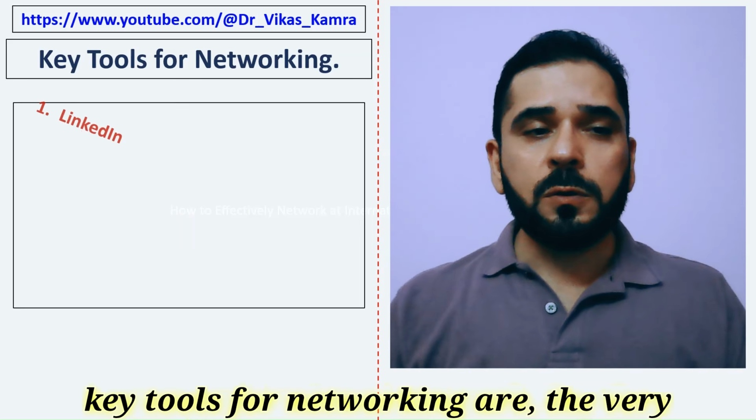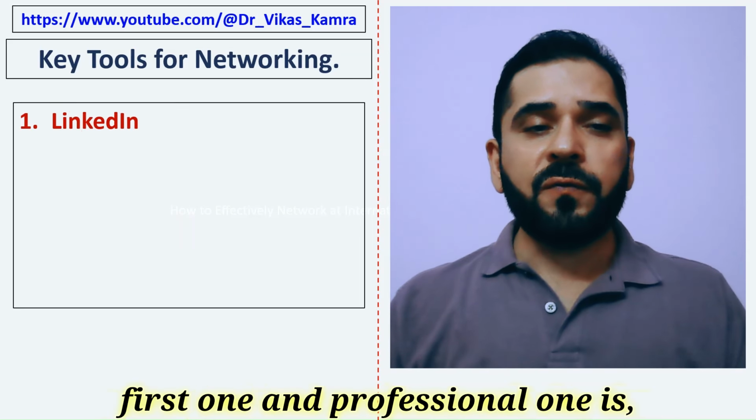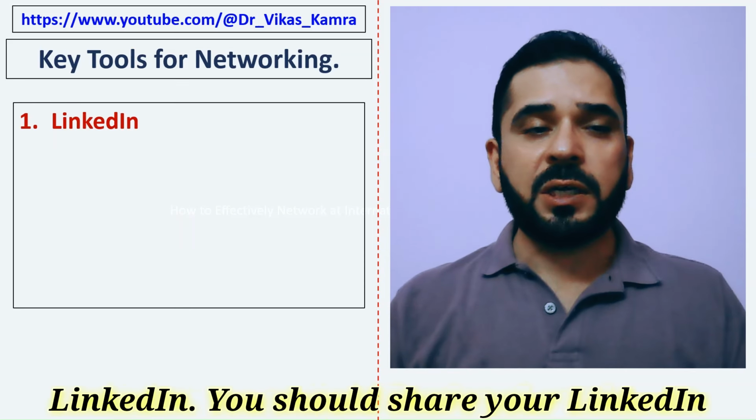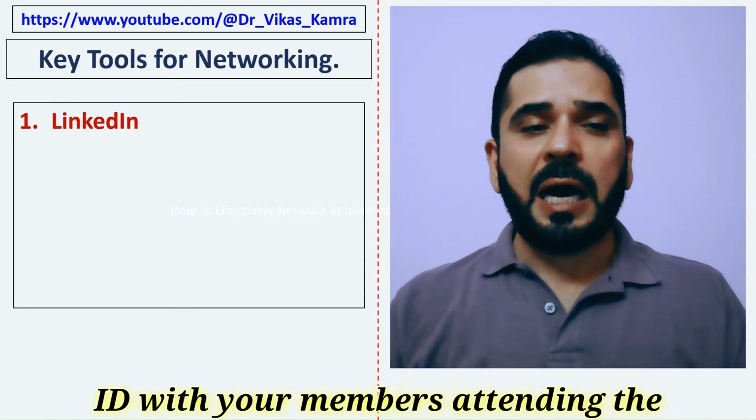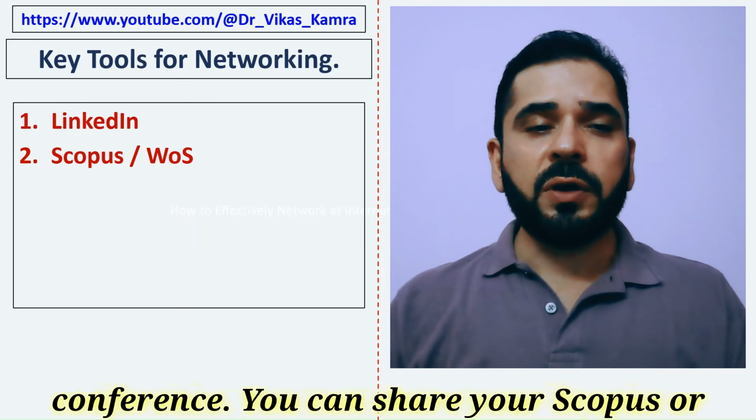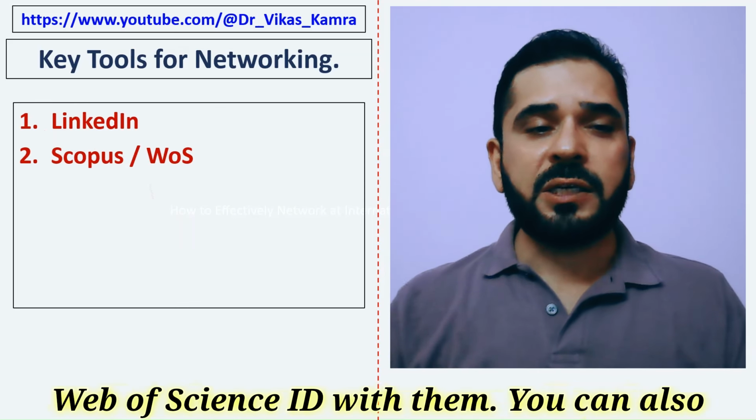So, the key tools for networking are: the very first one and professional one is LinkedIn. You should share your LinkedIn ID with your members attending the conference. You can share your Scopus or Web of Science ID with them.